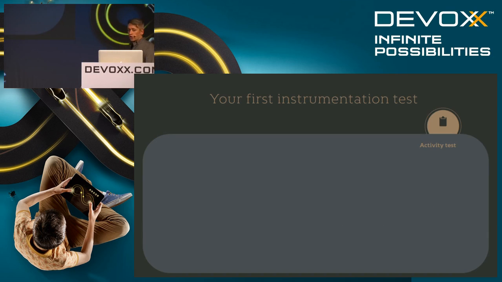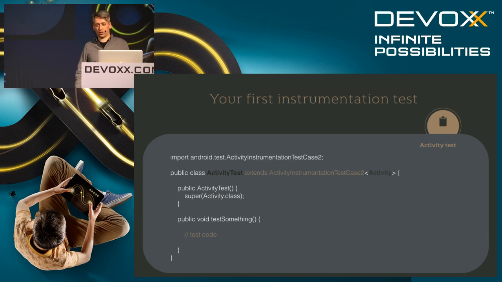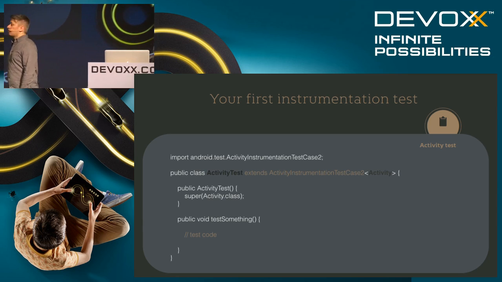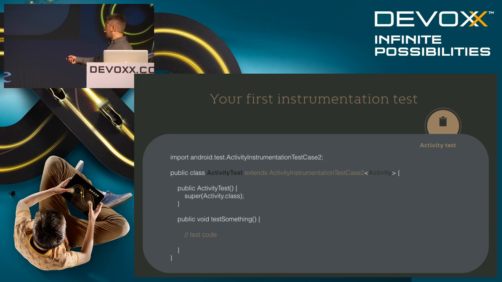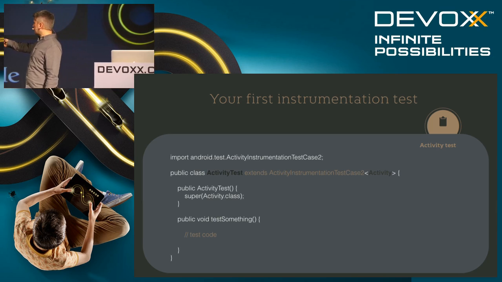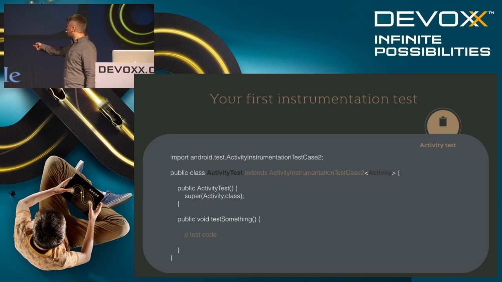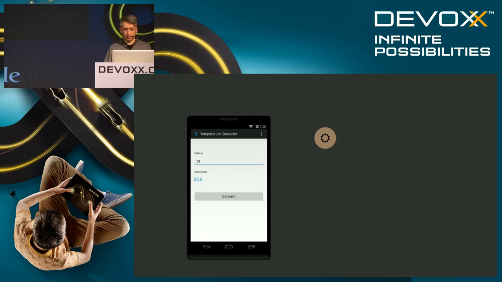So let's take a look. Basically, the first instrumentation test we could do. If you want to test activities, fragments inside activities, and so on, you will see this is happening a lot. I'm writing a test. I extend the ActivityInstrumentationTestCase2. It's generic, so I need to tell for which activity it's working. And then basically, you just write your tests.